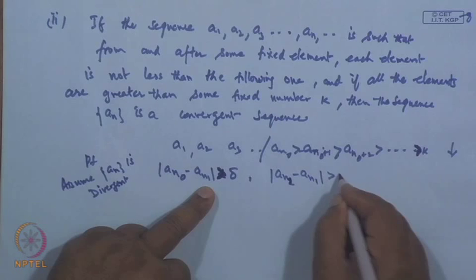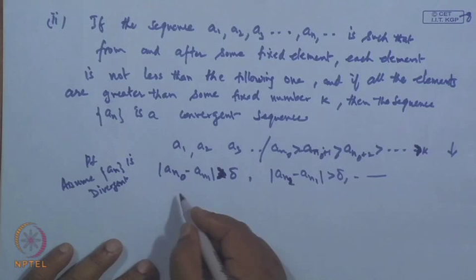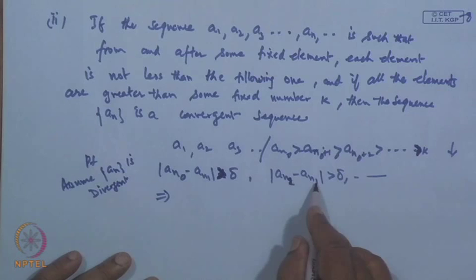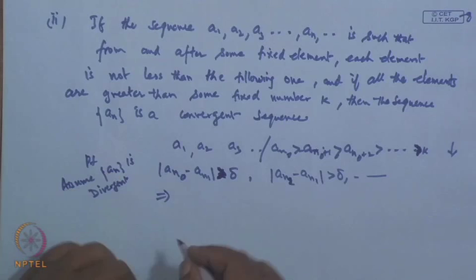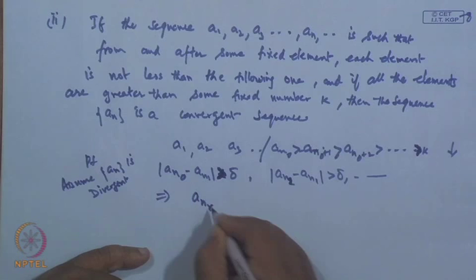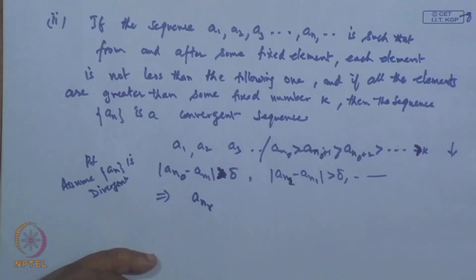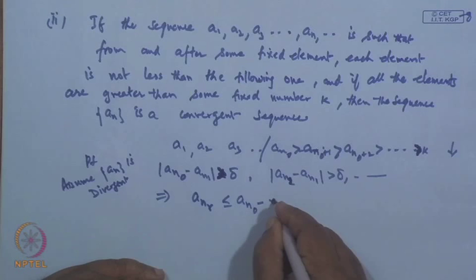Okay. So from here, if a_n1 is greater than a_n0 or a_n2 is greater than a_n1, etcetera, we can write from this on the negative side. We can put it as a_nr. Can we say that a_nr can be written as less than or equal to a_n0 minus r delta? Why?